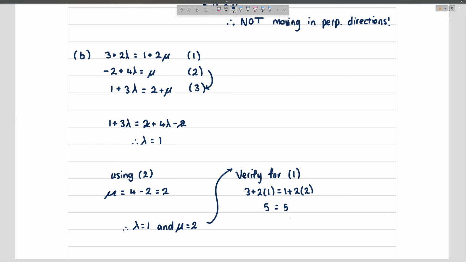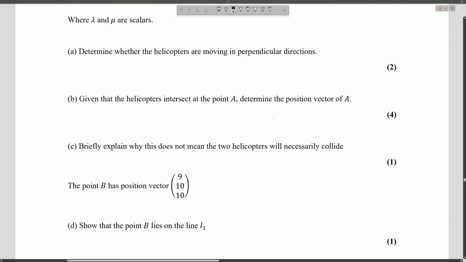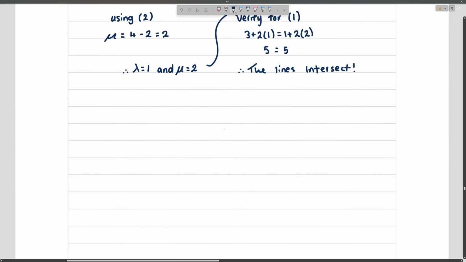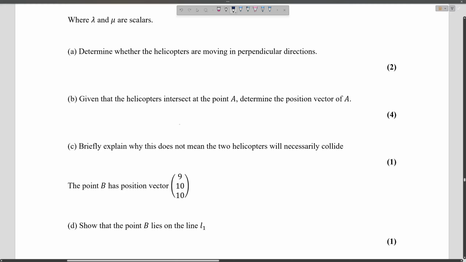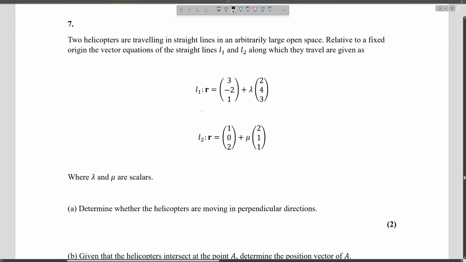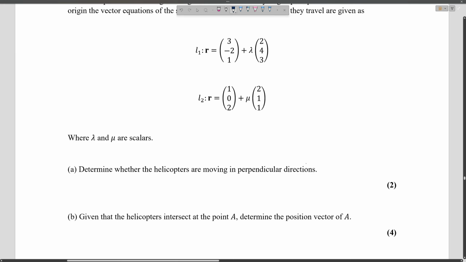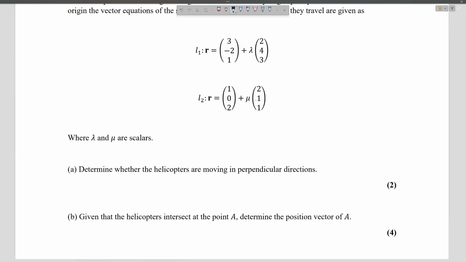And therefore, what that tells us is that the two lines do intersect at a point. So the lines intersect here. We're not done, because don't forget we also need the position vector of A. There's two ways to do this. You can use L1 with λ = 1, or we can use L2 with μ = 2. It's completely up to you. Either method is fine, and you'll get the same answer either way.